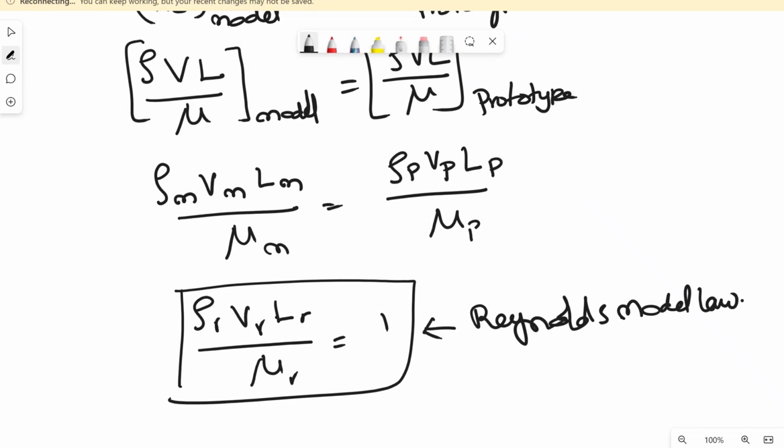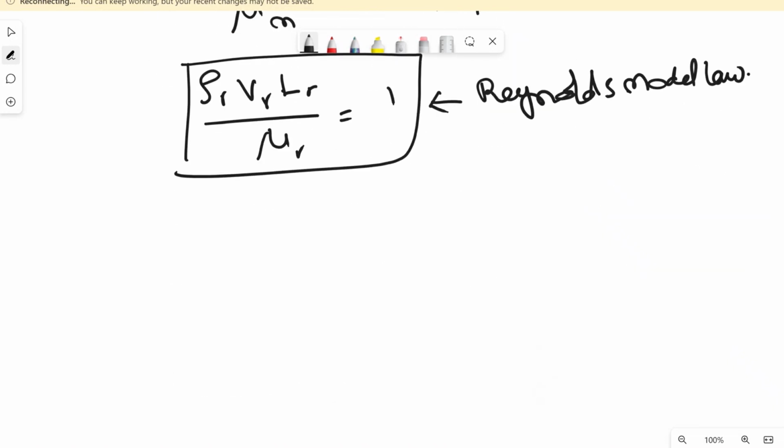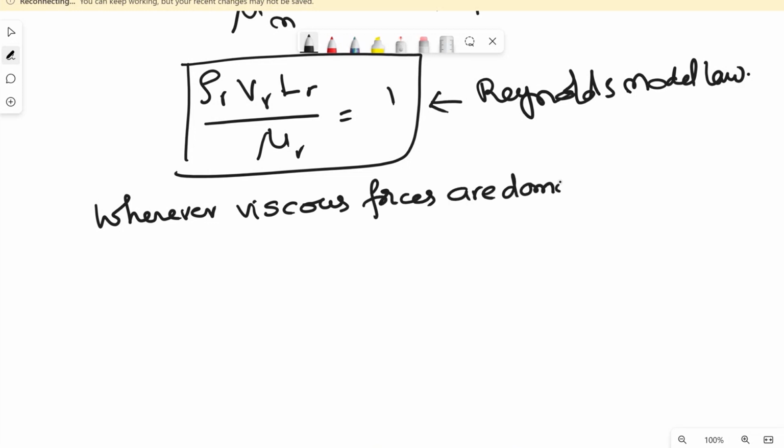So what is the use of this Reynolds model law? In the Reynolds model, what are the forces that are there? Inertia force is mass into acceleration, whereas the viscous force is shear stress into area. So wherever viscous forces are dominant, this law is applicable.